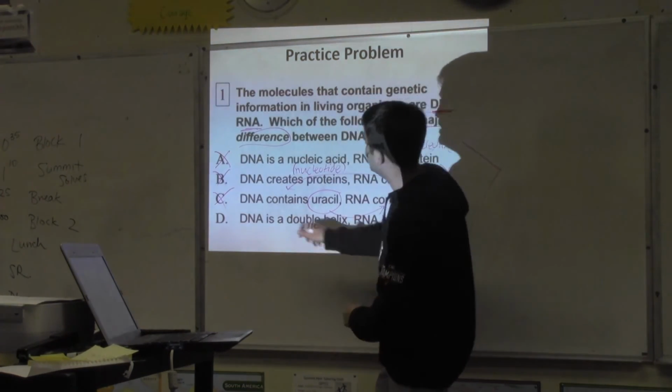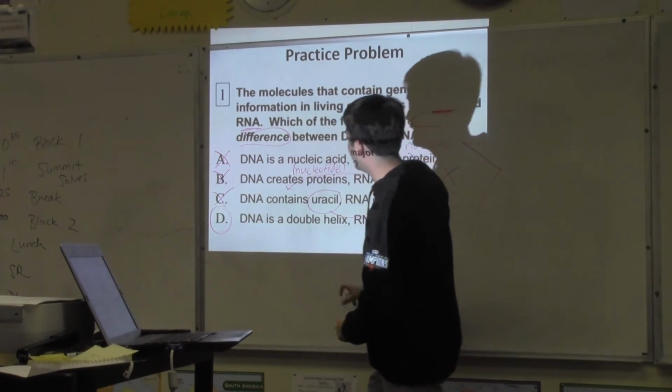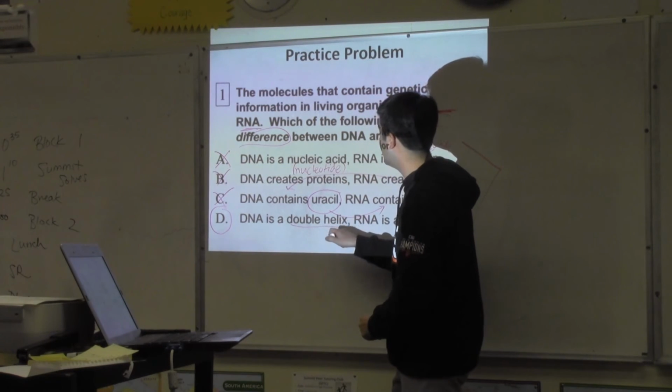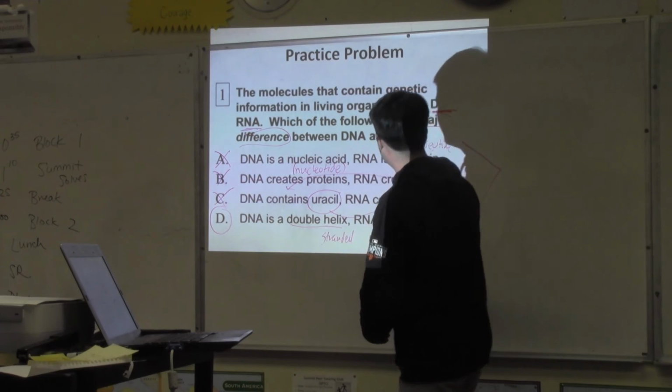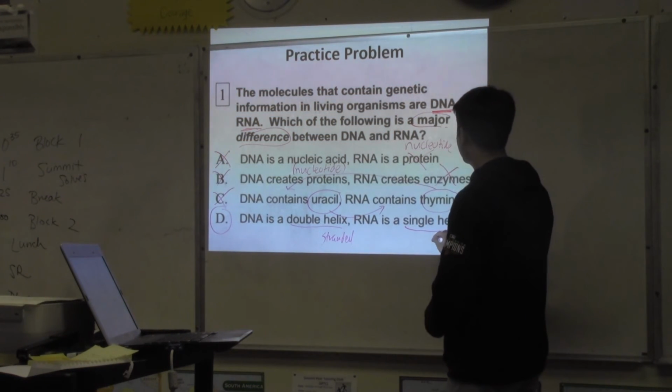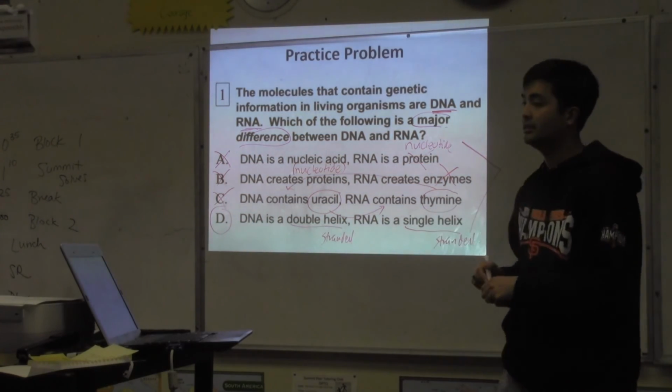And the last answer is D, which is our correct answer. DNA is a double helix or double stranded. RNA is single helix or single stranded. We know this is one of the key differences, so the answer choice is D.